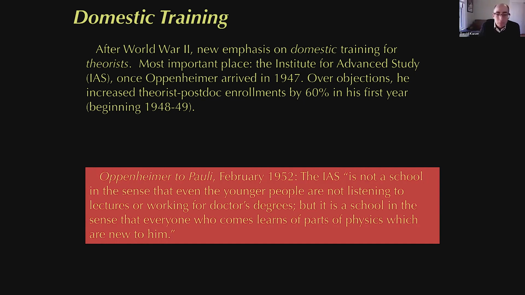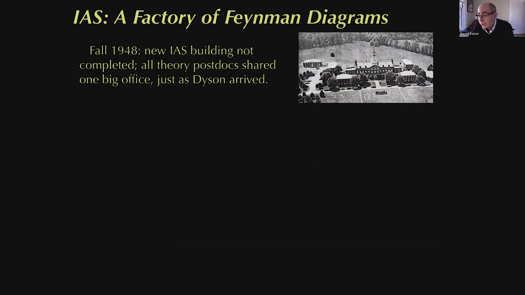I love this letter he wrote to Wolfgang Pauli, who at this point was back in Europe. Pauli had spent a good chunk of the war years at the Institute, in fact, visiting and avoiding some of the worst parts of fighting in Europe. By this point, he was back in Europe, and Oppenheimer explained that the Institute by this point is not a school in the sense that even the younger people are not listening to lectures or working for doctor's degrees, but it is a school in the sense that everyone who comes learns of parts of physics which are new to him.